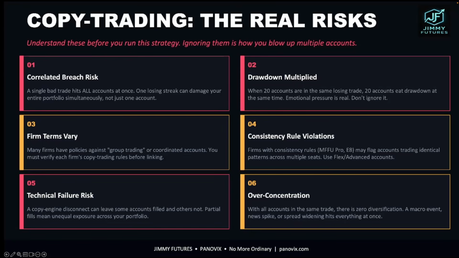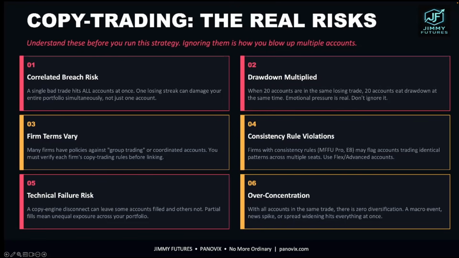There are some real risks that you need to understand if you're going to do this. One, a correlated breach risk. One bad trade hits all your accounts exactly the same. Your drawdown is multiplied, just like your wins are multiplied. You're going to want to make sure that you're managing risk, because if you're not, it's not going to work. It's another reason why I want people to slowly scale into scaling accounts, because if you go from trading one account to trading 20 accounts, you're going to start doing the math in your head right away, and it is going to mess with you.